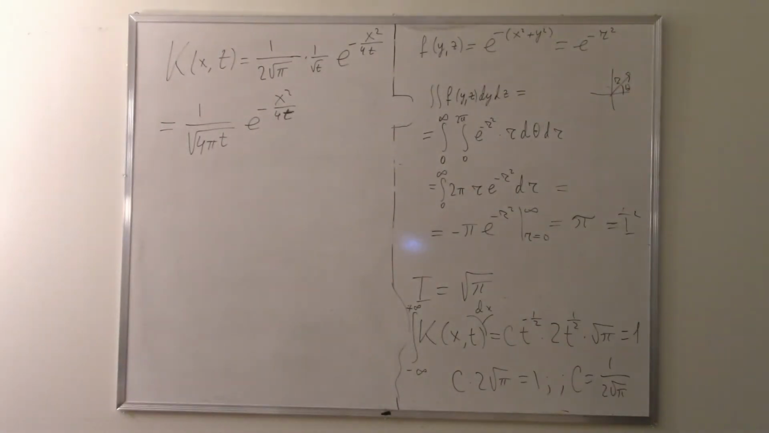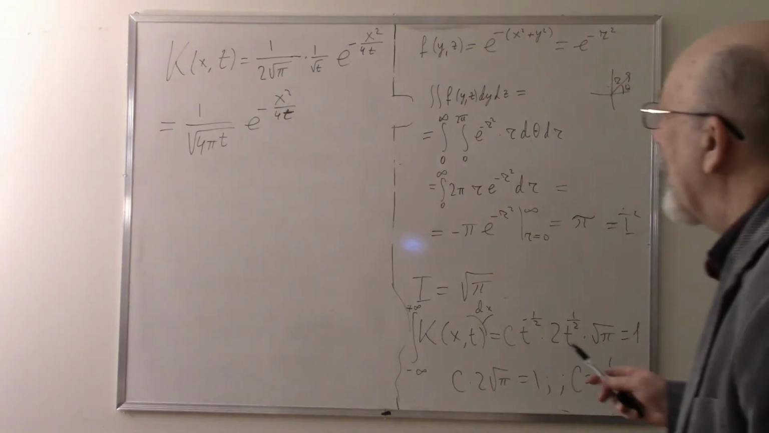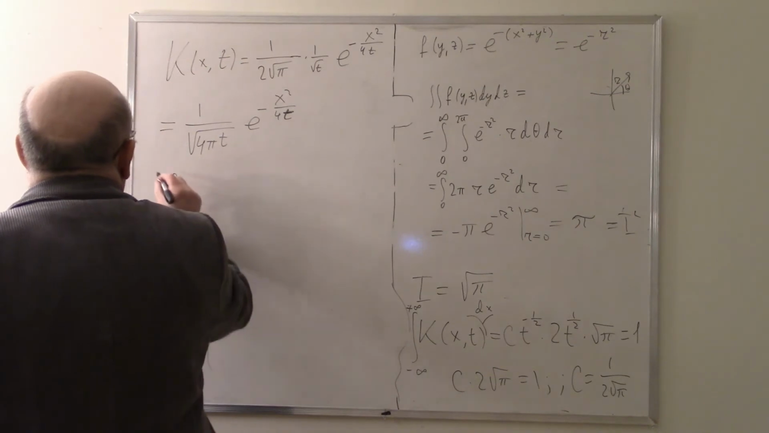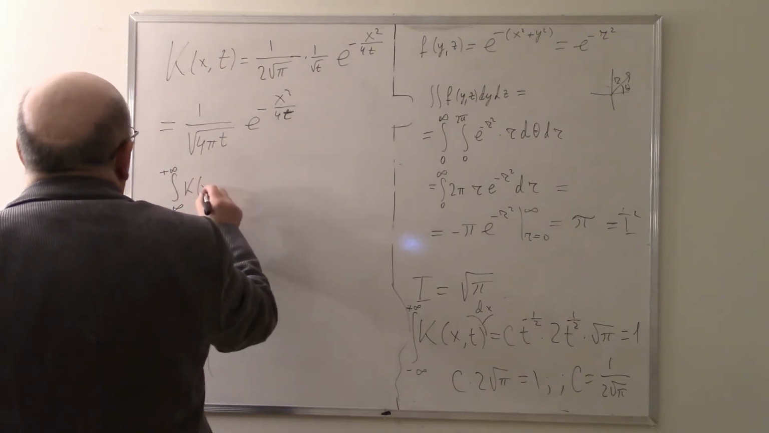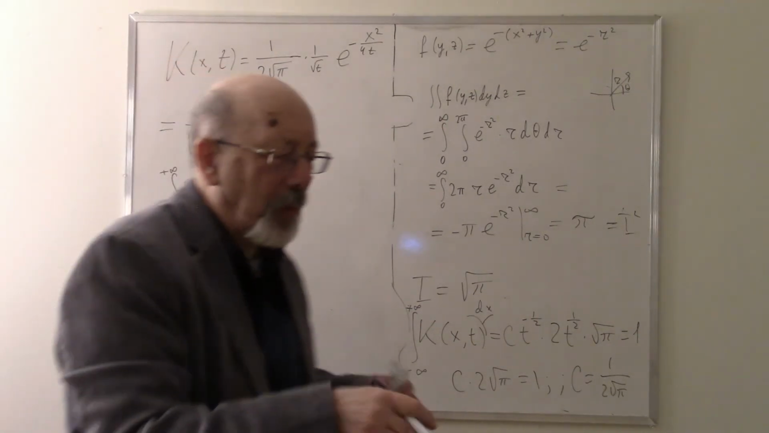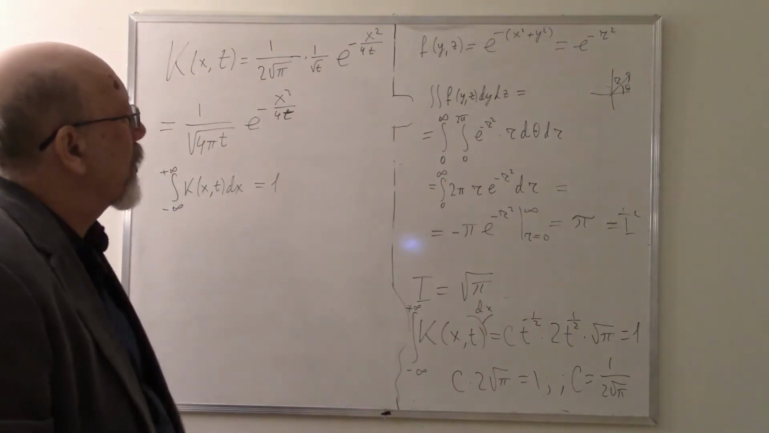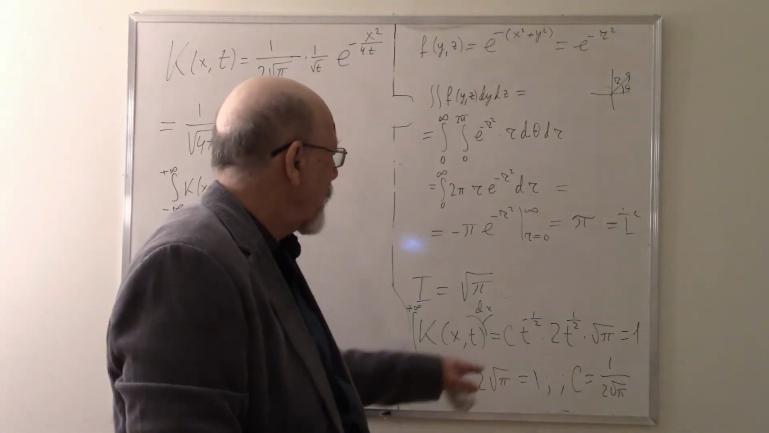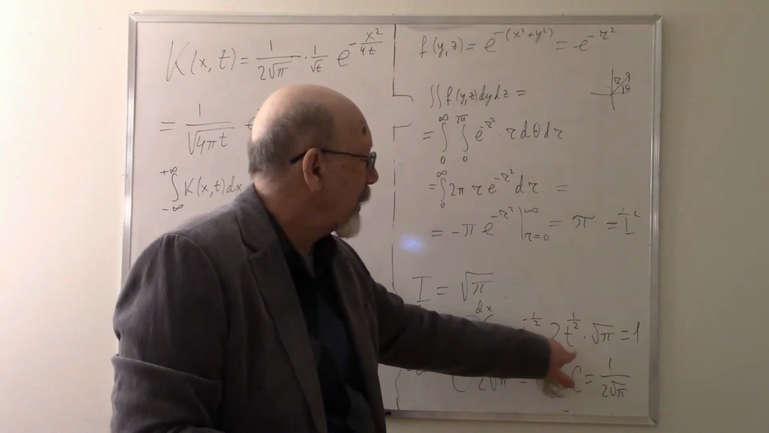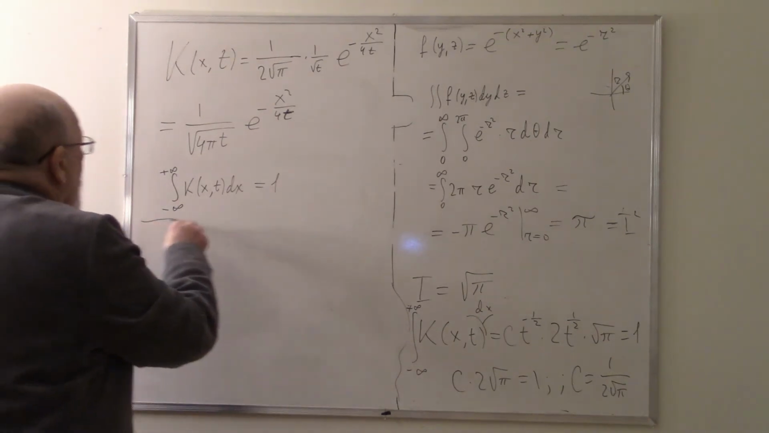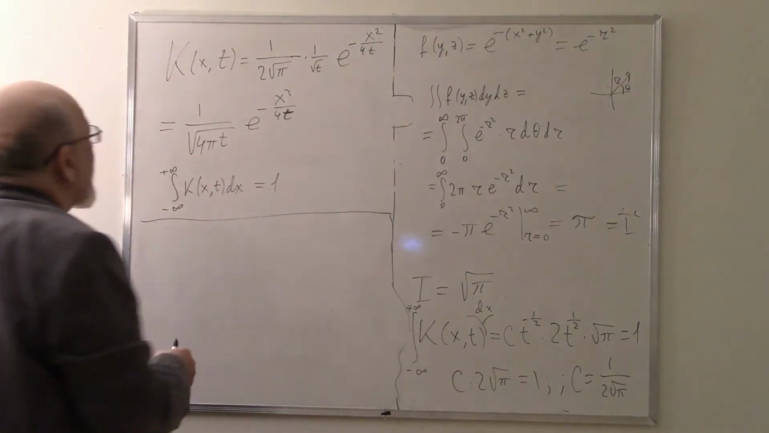So this is our fundamental solution, and we have already proved that the integral from minus infinity to plus infinity of k of x,t dx equals 1, because t dropped out of this integral somewhere in between. We had t to the minus 1/2 here, but the integration gives t to the 1/2, so it dropped. So what are the properties of this function?